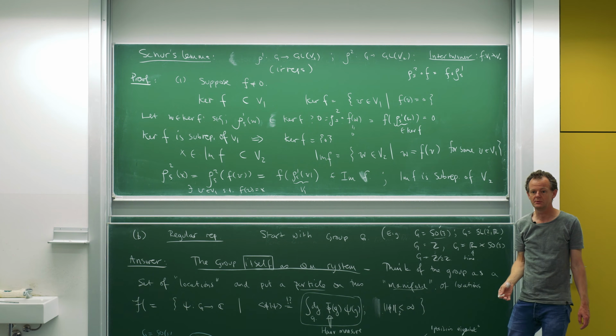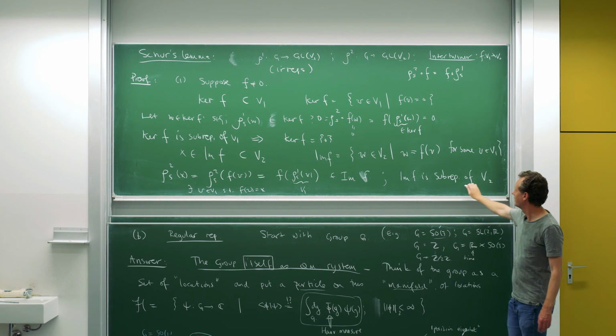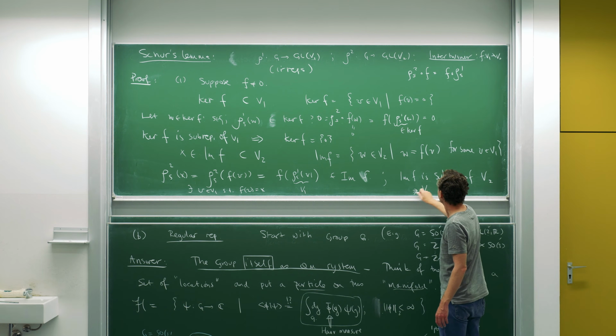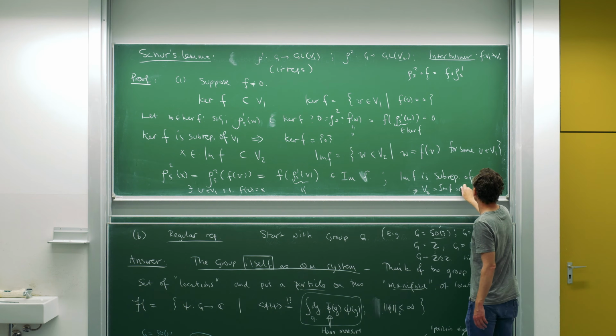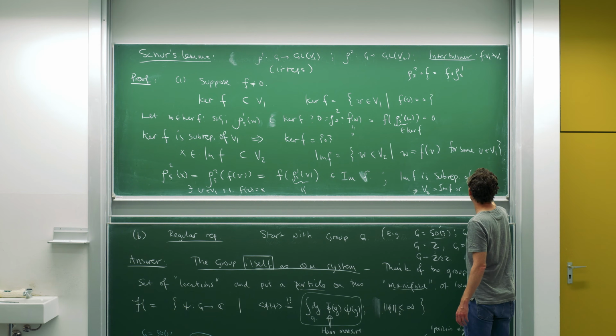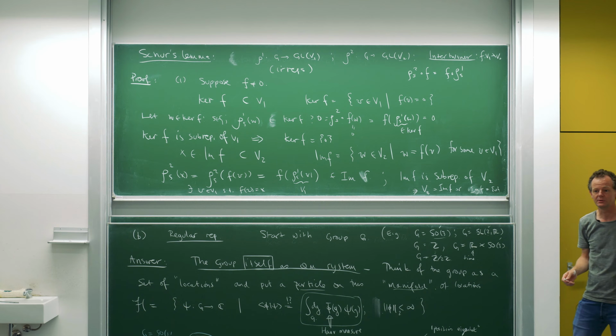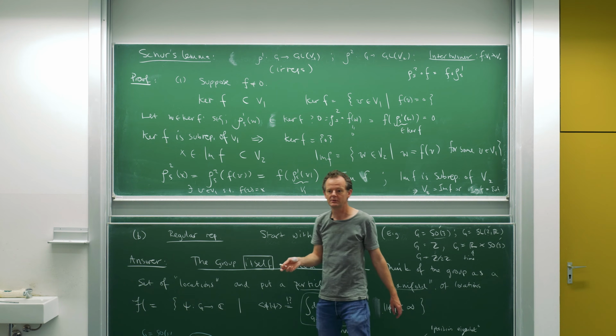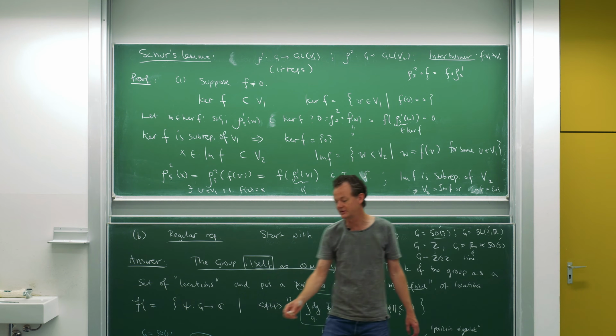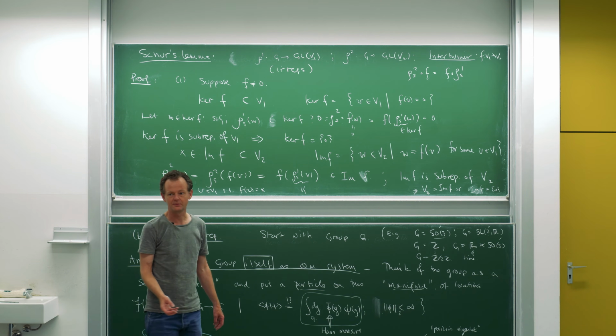And by assumption, V2 is irreducible, so either V2 equals the image of f, that's one possibility, or the image of f is 0. That's the only two possibilities that are allowed to us. But it can't be 0 because by assumption f is not 0. So we've just learned that the kernel of f is nothing and the image of f is everything.